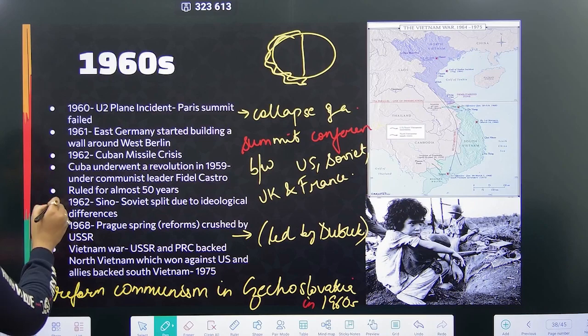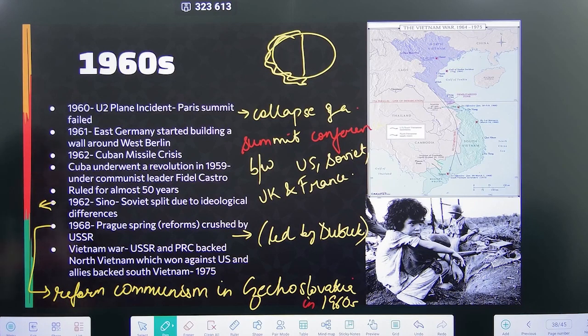In 1962, we saw the Sino-Soviet split. But this split was only because of ideological differences. China has its own form of communism, and the Soviet Union had its own form of communism. But this does not mean that China is going to go against the Soviet Union. Please be very clear over here. It was just a split, but China was very clear that it's not going to go against the Soviet Union.